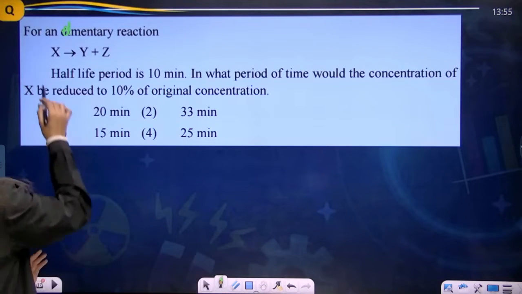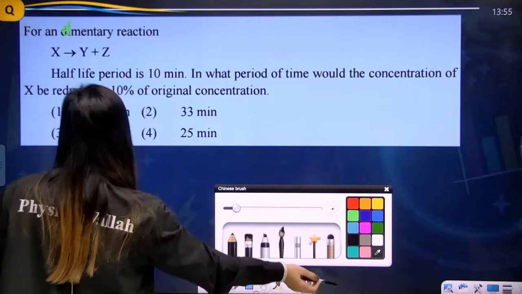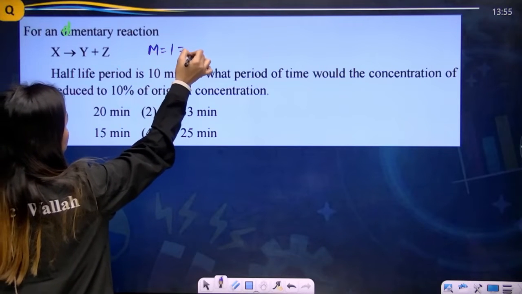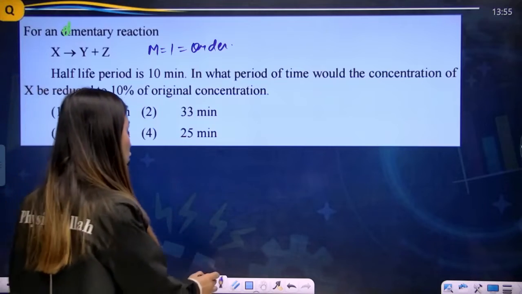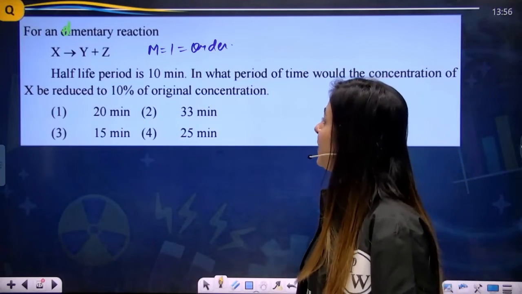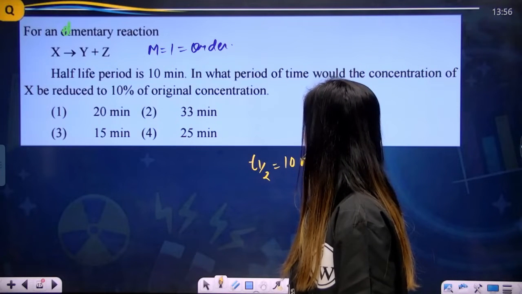Since this is an elementary reaction, my dear students, molecularity is 1 and that is the order. So the order of the reaction is 1. This is how you have to find out the order of the reaction. Now the half-life period is 10 minutes, so you are given T half equal to 10 minutes.